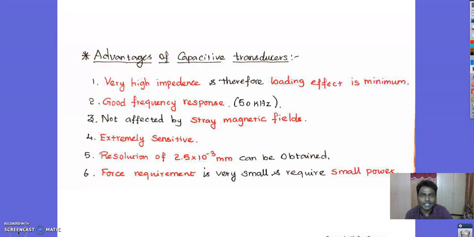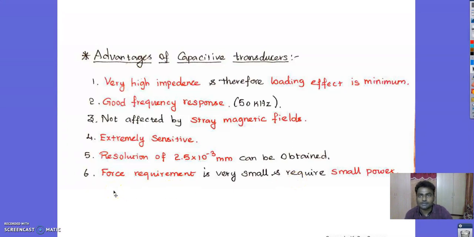It has very high impedance, and therefore the loading effect will be minimum for the capacitive transducer. It has good frequency response, up to 50 kilohertz. It is not affected by stray magnetic fields, and it is an extremely sensitive device, and the resolution is 2.5 into 10 to the power minus 3 millimeter. The force requirement is very small, and it requires a very small amount of power.